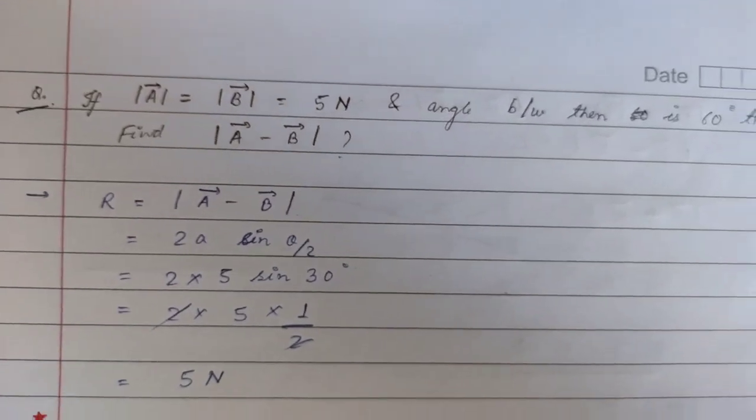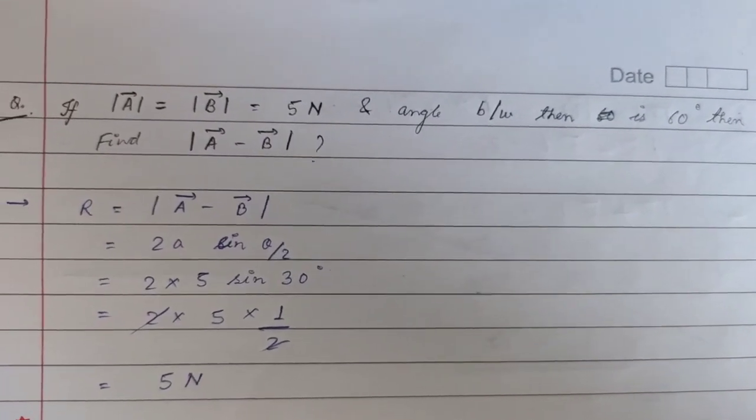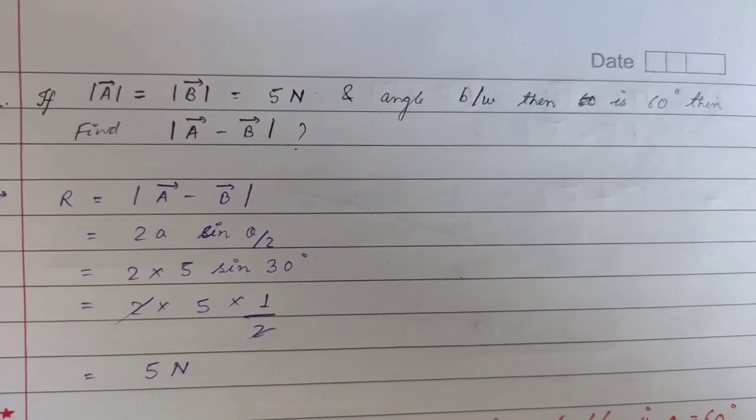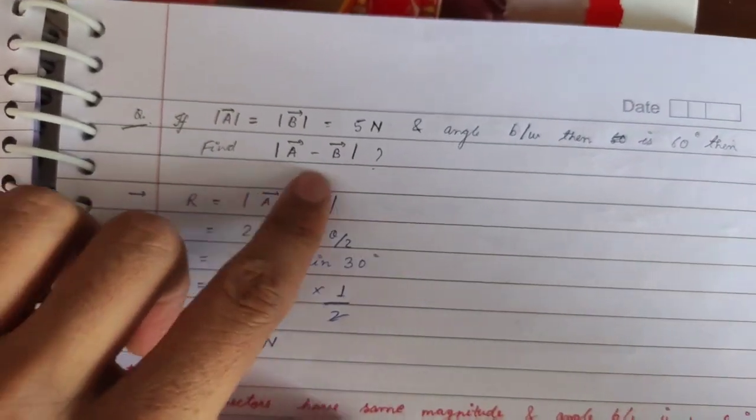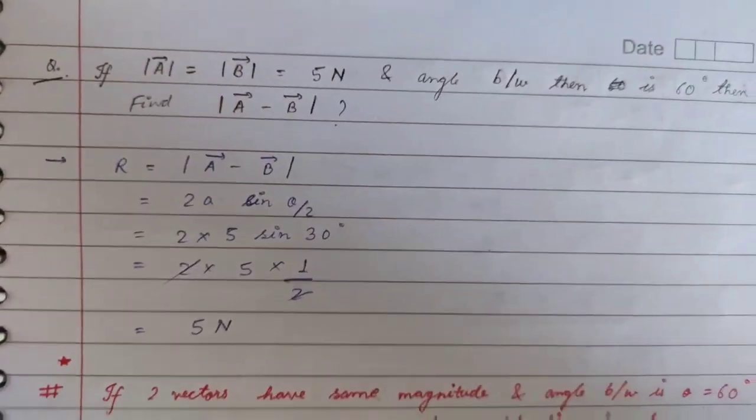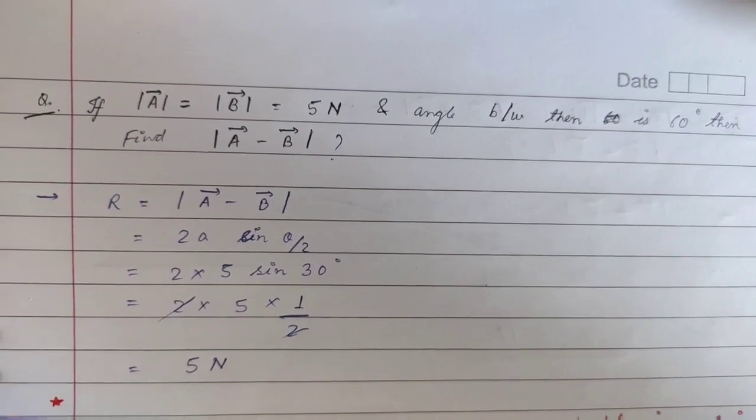Now there is a special case in subtraction also. If there are two vectors of equal magnitude and the angle between them is 60 degrees, then the resultant, that is vector a minus vector b, will be equal to the given vector. Let's see one question here, this will help you get a catch over it. There are two vectors of equal magnitude 5 Newton and the angle between them is 60 degrees. We have to find the mod of vector A minus vector B. Basically it is asking us to find the resultant.